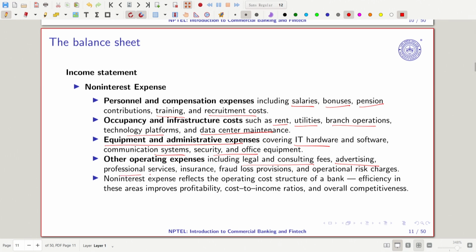Advertising, professional services, this we also include. Insurance, then we have the fraud loss provision. So here a whole lot of expenses that banks incur, that they include as non-interest expense. So when you calculate the burden of the bank, it is non-interest expense minus non-interest income. So in this way it becomes really important.